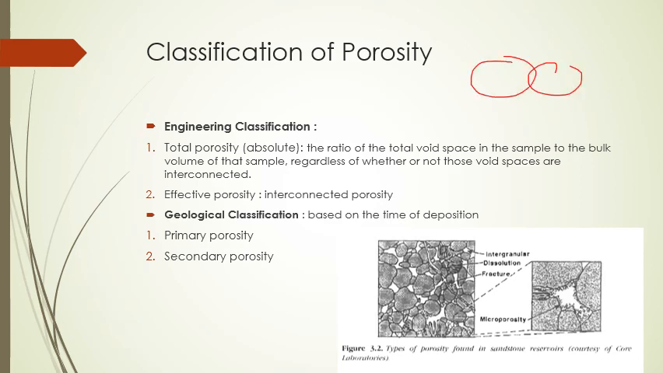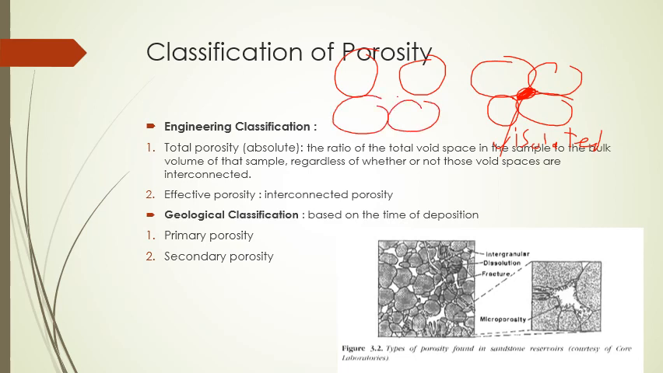So if we have two grains like that, we have this part of porosity, but this pore is isolated. While if we have this type of porosity, we have this bridge, which is called a pore throat, that can connect two neighboring pore spaces. So the left example is the effective porosity, while the right example is the isolated porosity. Both of them represent the total porosity.